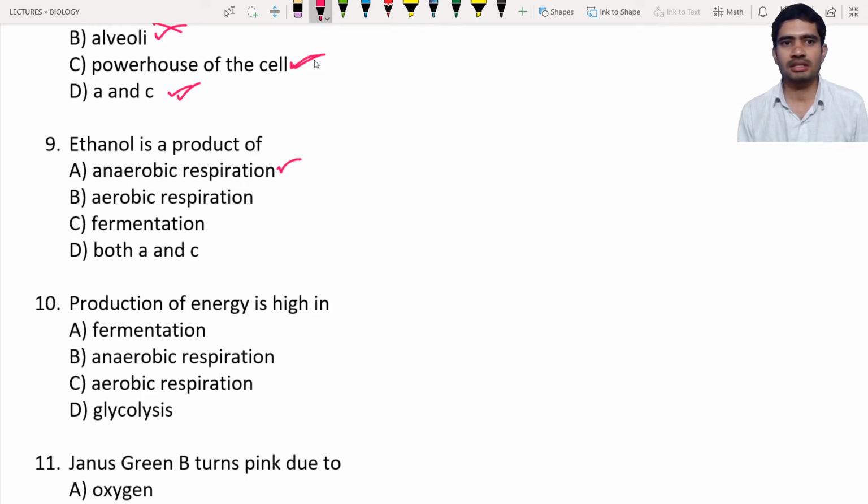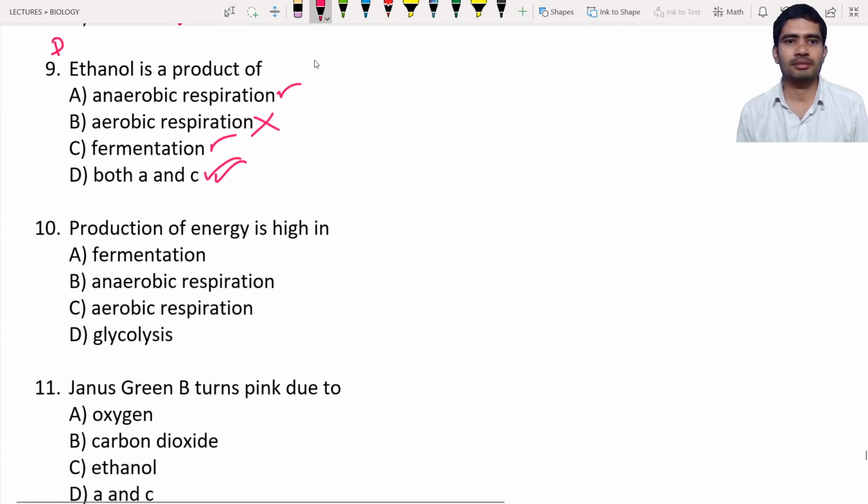We will go for the next, aerobic. There is no chance of production of ethanol in aerobic respiration, so this option is not correct. We will go for option C, fermentation. Yes, ethanol is produced in anaerobic respiration, and anaerobic respiration means fermentation also. Hence A and C are correct, so we can go for option D, that is both A and C. Okay, this is the correct answer. The ninth one is option D.